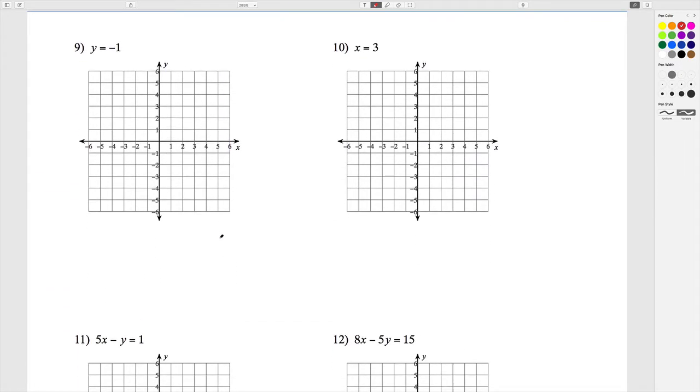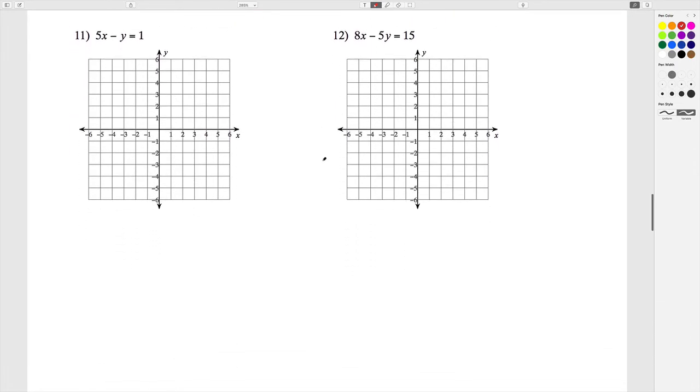And then there's these problems here. When y is negative 1, that means you go to negative 1 on the y, which is right here. And that means that no matter what x is, y is always going to be negative 1. So you could just draw a straight line that goes along the negative 1 right here. And then when it's just x, you go to where the x is. So here's x. We go to 3 on the x. And that means that no matter what, x is always going to equal 3, so the line's going to go up and down like that. So if you ever have something that's just x equals 3, it's an up and down line, and if it's like y equals negative 1, it goes straight across.